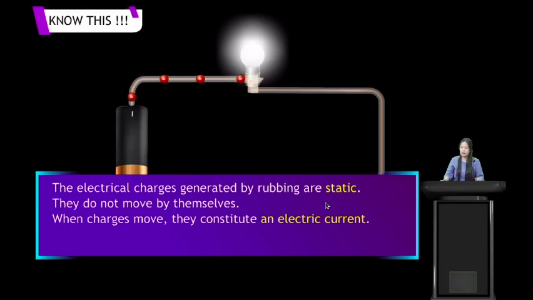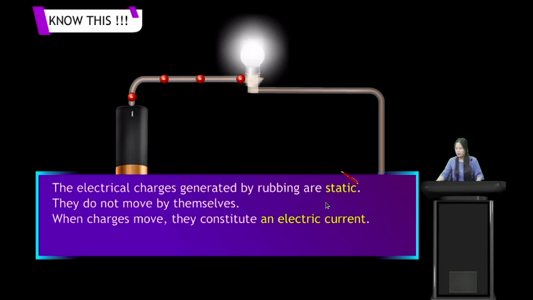So know this. The electrical charges generated by rubbing are static. They do not move by themselves. When charges move, they constitute an electric current. So the charge that is generated by rubbing is known as static charge because it does not move by itself. Now when this charge moves, it constitutes an electric current.